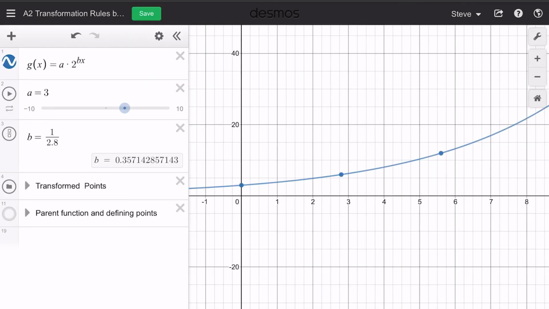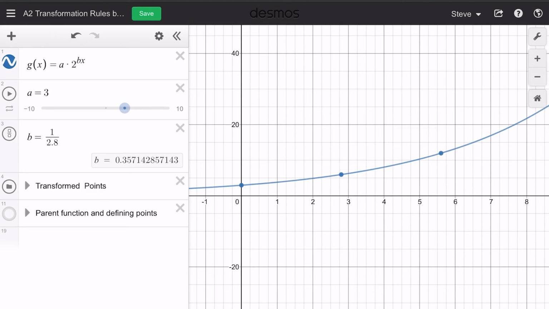I've gone to the Desmos graph, and I have put in the requirements, the a value of 3 and the b value of 1 over 2.8. And just to notice, that gives me an initial number of cases of 3. After 2.8 days, it's doubled to 6. 2.8 times 2 is 5.6. So after 5.6, I've doubled up to 12. So that confirms that I have the right equation.